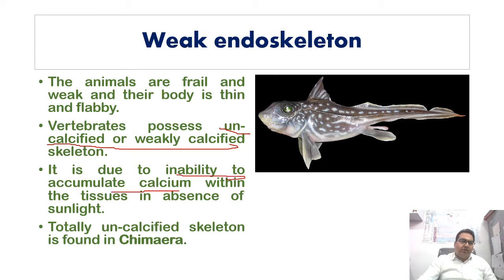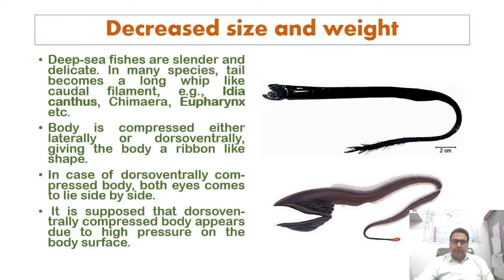Why is there an inability to accumulate calcium? Because of the absence of sunlight, because sunlight plays an important role in the deposition of calcium. That is why they have weakly calcified bones. It is totally uncalcified in the case of the chimera. So this is a fish which has a very weak or uncalcified skeleton, found in the chimera, that is the ratfish or rabbitfish.